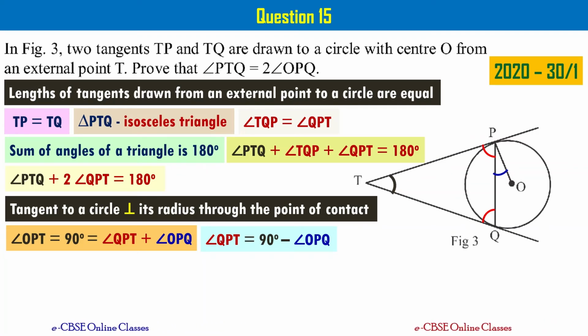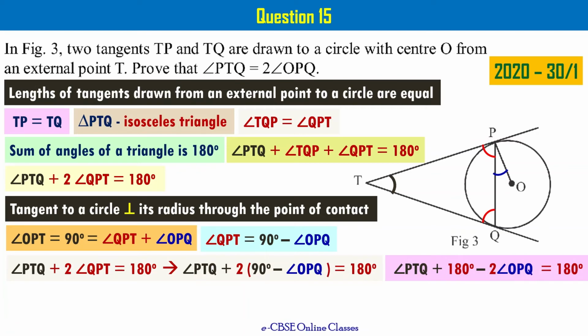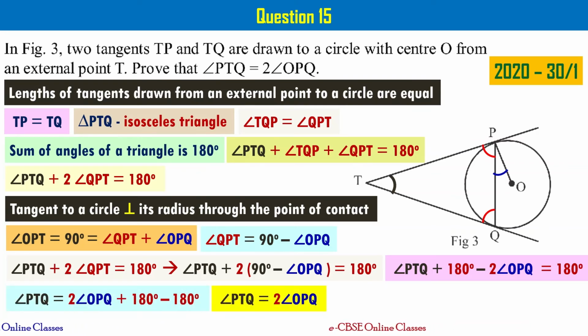And we have already stated one equation that says that angle PTQ plus 2 times angle QPT equal to 180 degrees. And we have now gotten angle QPT equal to 90 degrees minus angle OPQ, right? Substitute that and rearrange such that you can write it as angle PTQ plus 180 degrees minus 2 times angle OPQ equal to 180 degrees. Simplify this such that you get angle PTQ equal to 2 times angle OPQ. This is what we are asked to prove, right? Let's go to the next question.